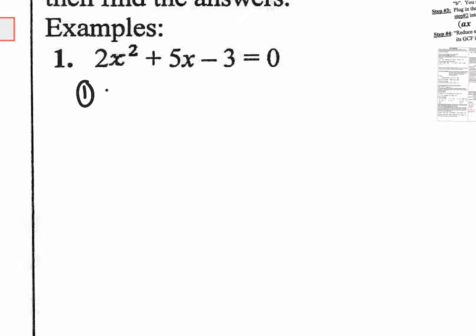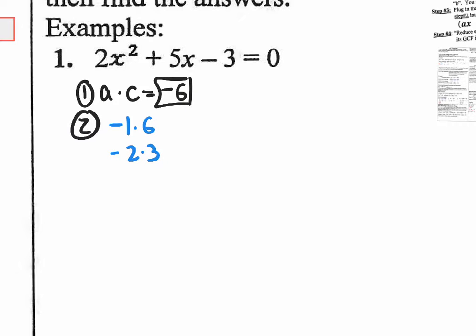Step 1, a times c. What's a times c? Negative 6. Okay, step 2, let's think of the multiples of negative 6, like negative 1 times 6 or negative 2 times 3. Which pair of numbers gives me 5? Negative 1 and 6. Go through each one and just add them. Oh, if I add negative 1 and 6, that'll give me a 5. If I add these guys, it gives me a 1, so that's not it. It has to be the negative 1 and 6.